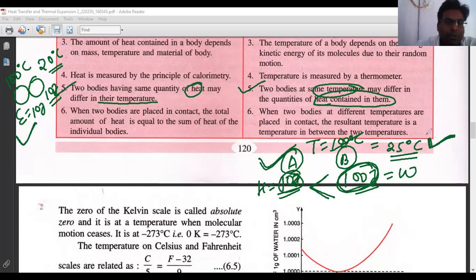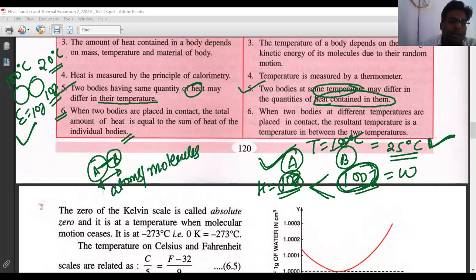Okay. Now look at the next point, the sixth one. When two bodies are in contact, the total amount of heat is equal to the sum of the heat of the individual bodies, right? Because when they are in contact, the heat energy will be the same, as there is no difference in the heat; in A or B, the atoms or molecules have the same energy, that's why they are in equilibrium. At that time no heat is transferred.